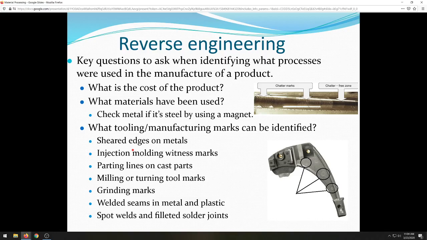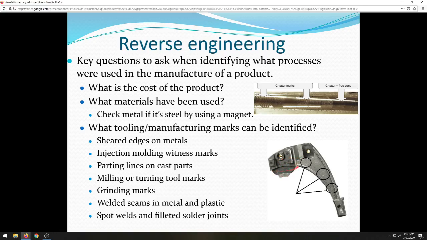Injection molding. Okay. This is probably the easiest thing to identify on plastic or cheaper metal parts, because you're going to have these things called witness marks. So these are the ejection pins right here, these little dots on plastic, and then sometimes you'll even find a date code that's in the mold.